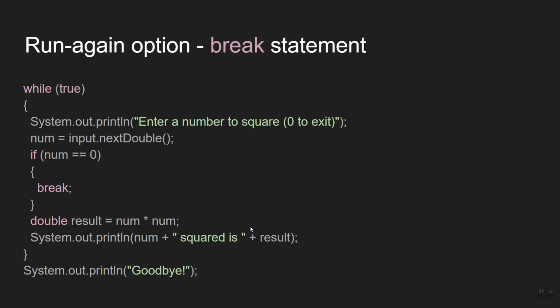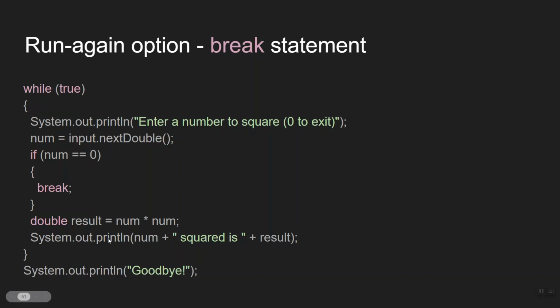So here's a run again option using a break statement. Now this is a little bit dangerous here because this condition is set to the constant value of true. Since it's a constant value, it's never going to change, so this condition will always evaluate as true. The way it's set up here, it appears to be an infinite loop because there's no variable to change. True is always true. So it appears that we're going to have an issue here, that we would never get to goodbye.